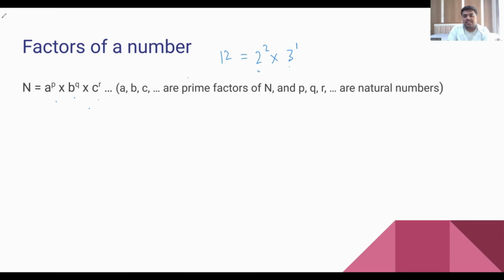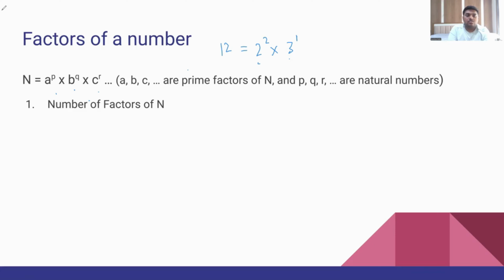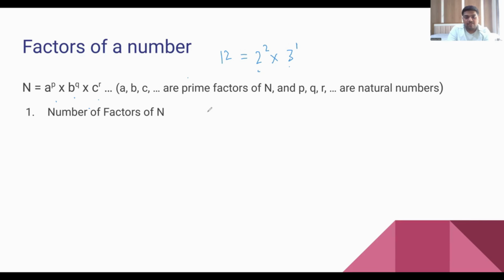Now, the first thing that we can decode from this is the number of factors of n. So the number of factors of n is given by (p plus 1) into (q plus 1) into (r plus 1) and so on. For example, in the case of this, we had the factors as 1, 2, 3, 4, 6, and 12, right? So these 6 are the factors, and also using the formula, (2 plus 1) into (1 plus 1), which is 3 into 2, which is also 6.